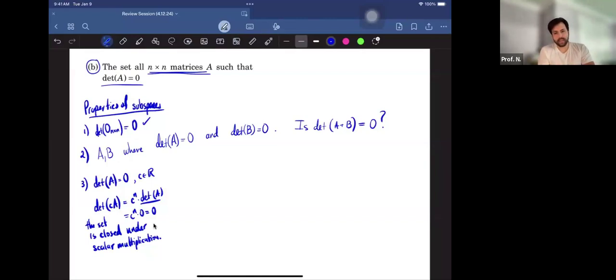not true. So what you have to do is think about what scenario could this be where you have two matrices that each have a determinant of zero, but when you add them up, the determinant is no longer zero. Can you think of two matrices that have a determinant equal to zero, and when you add them up, no longer have a determinant equal to zero?